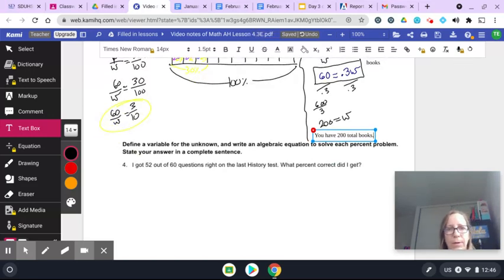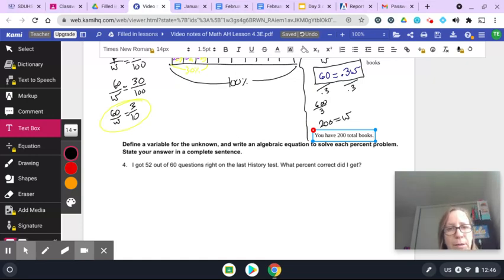Okay, number 4, we're letting go of the model. Now, if you like the model, you can still model. That's fine. But you also have to do the equation. So make yourself bridge the equation, to find a variable for the unknown. Got it. Write an algebraic equation to solve each percent problem. State your answer in a complete sentence.